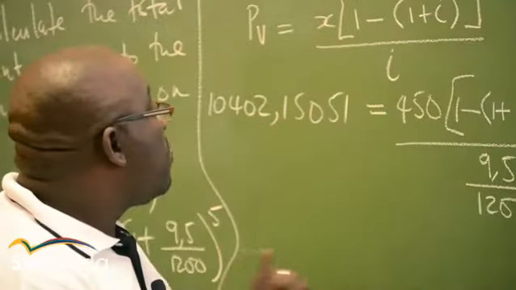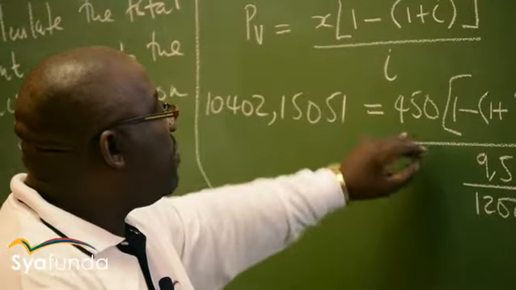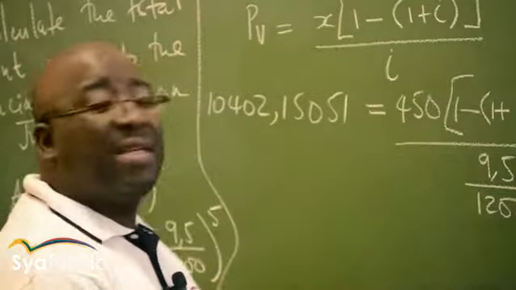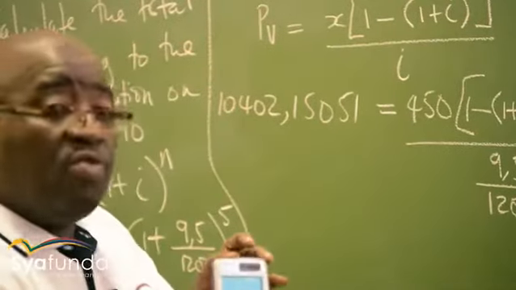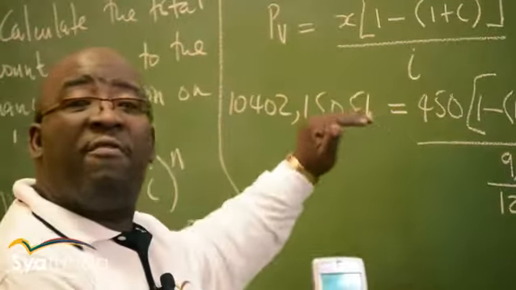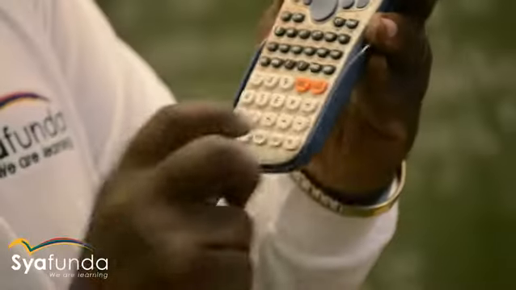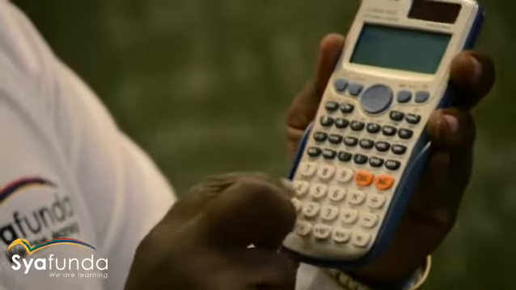What do I do now? I've got to divide by this 450 because that's where I'm targeting. I want to get inside those brackets. So from this value, I've got to divide it by 450. Let's do the same. You take that, you divide it by 450.